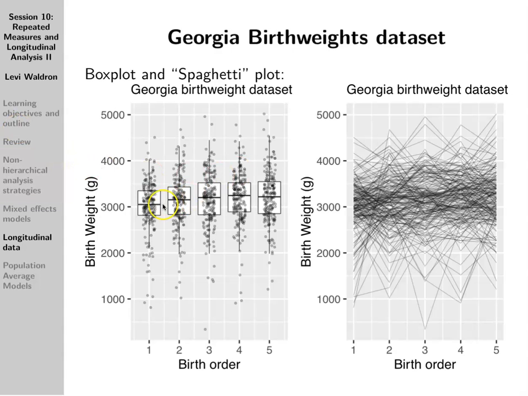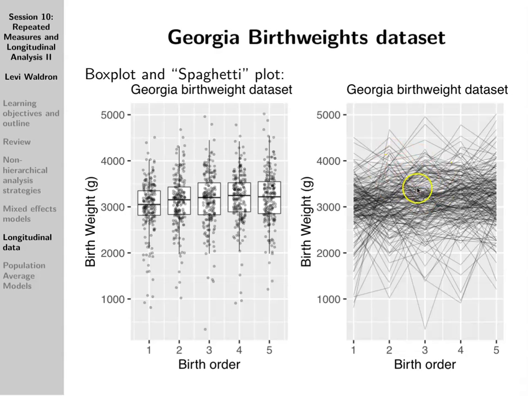Starting with our 2 favorite plots here, here is a box plot of the data, which, although it doesn't show the longitudinal or the repeated measurements per individual, is quite a bit easier to read than the spaghetti plot. And here we do see that there does seem to be some trend of increasing birth weight for babies from the first, at least up to the 4th, and then maybe it's leveling off for the 5th.